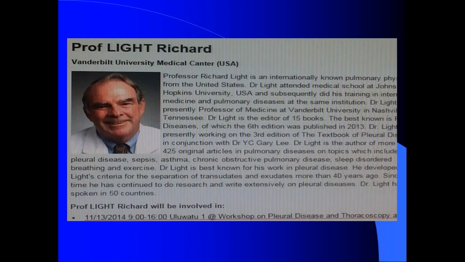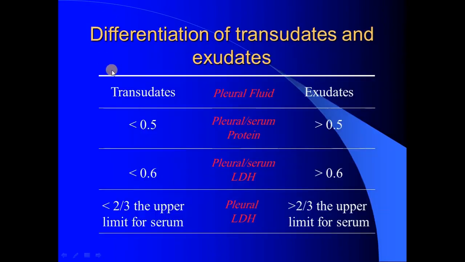This is Prof. Richard Light, the one who made the criteria for the separation between transudate and exudate. If the pleural fluid protein divided by the serum protein is more than 0.5, it is an exudate, and less than 0.5, a transudate. Or if the pleural fluid LDH divided by the serum LDH is more than 0.6 or less than 0.6, or the pleural LDH is more than two-thirds of the upper limit of the serum.